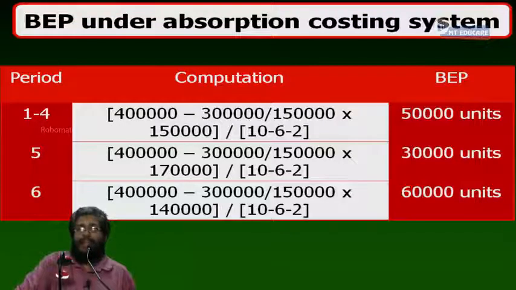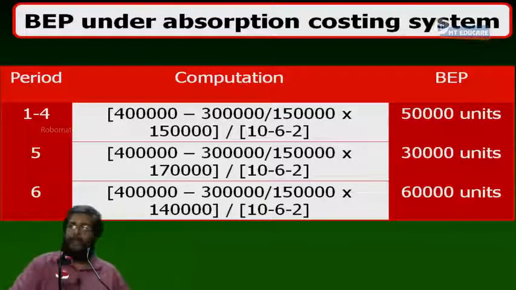You worry, at any sales I'll break even. At 50,000 profit is 0, at 30,000 also profit is 0. This profit I did not earn, I just manipulated it through my production. Everybody following or not?